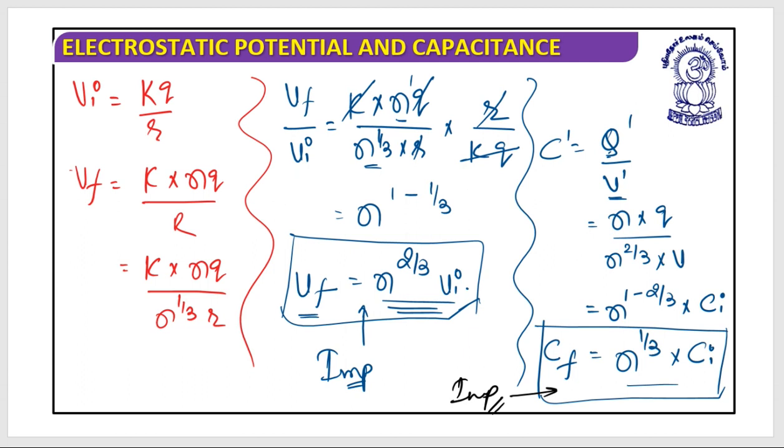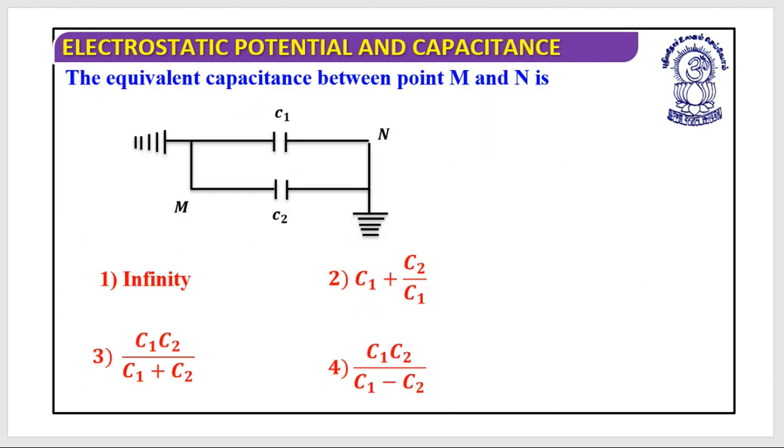Let's find it out. The next question. Look at this. What do they ask? They ask for the equivalent capacitance between point M and N. You need to find out the C equivalent between point M and N. Yes, this point has been grounded. This point has been grounded as well. So what do you need to find out? You need to find out the equivalent capacitance. How can you do this?